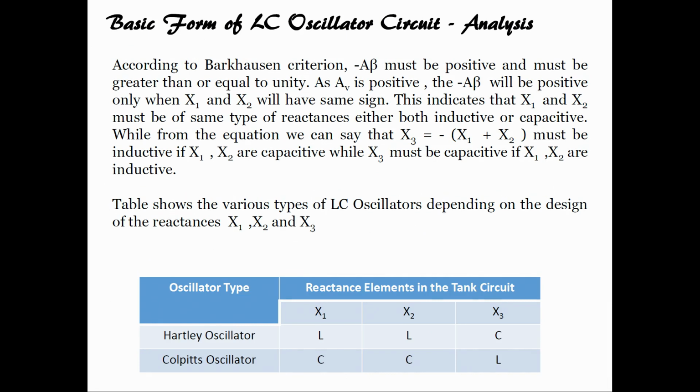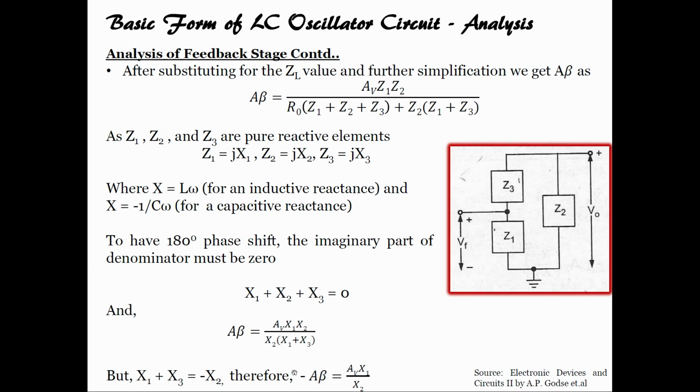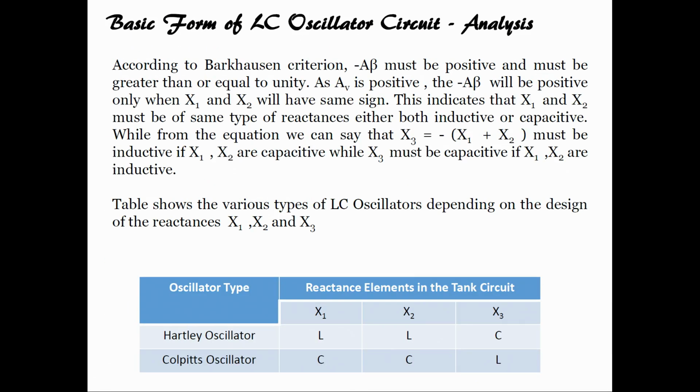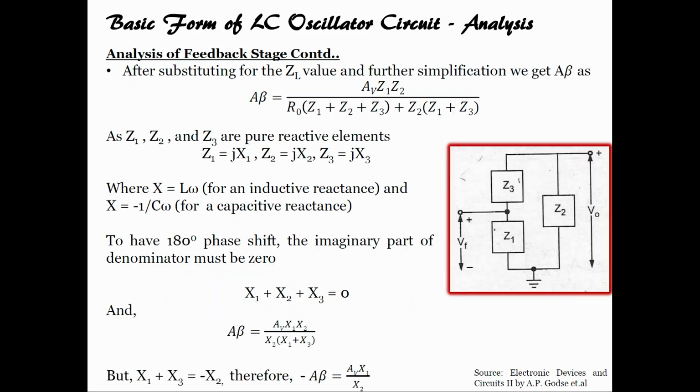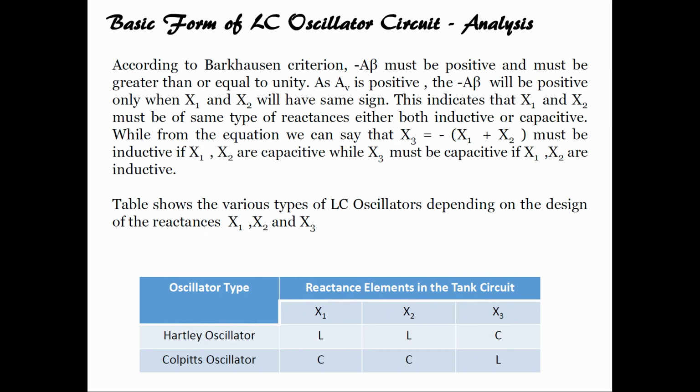and A beta must be positive. Here what we see is minus A into beta. In the last line, when we solve this, we get minus A beta equals AV x1 by x2, but it cannot be negative. Minus A beta should be positive and must be greater than or equal to unity. We have seen that it is the Barkhausen criterion. So, as AV is positive, minus A beta will be positive only when x1 and x2 have the same sign. This indicates that x1 and x2 should be of the same type of reactances.